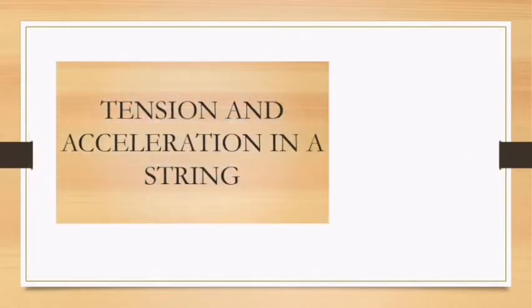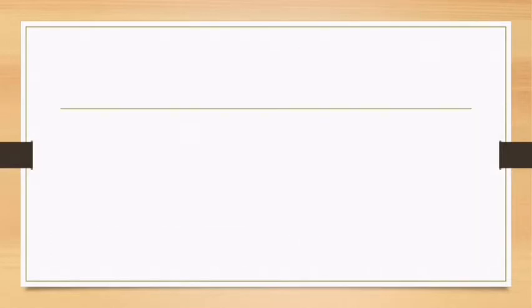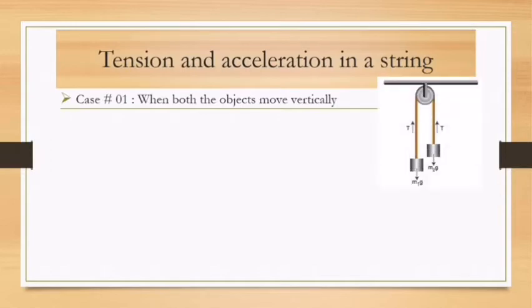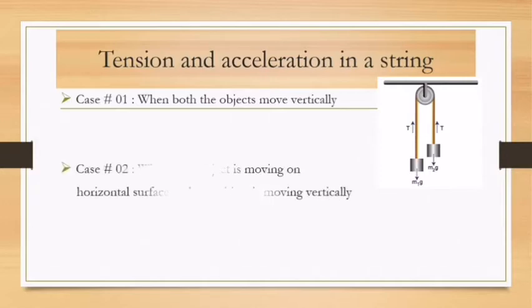In our previous lecture we discussed tension and acceleration in a string, and we calculated tension and acceleration for the case number 1 of this topic. Case 1 of this topic was when both objects move vertically. In this diagram you can see that the bodies of mass m1 and m2 are moving in the vertical direction, and we calculated the tension and acceleration for this case in our previous lecture.